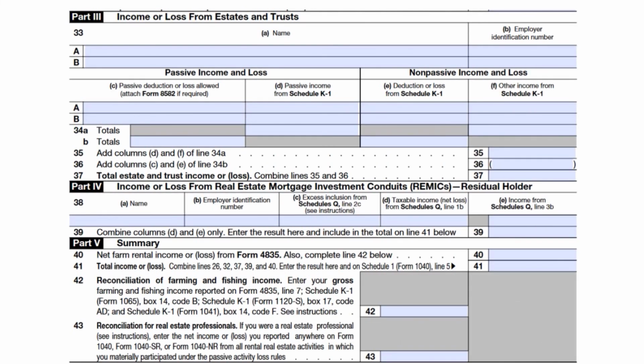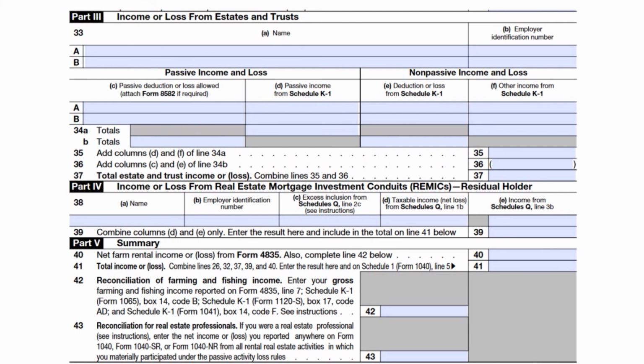Okay, we're still doing the line by line instructions on Schedule E here. I spoke to you about part 1. Part 2 was partnerships and corporations, right? And now we have part 3 and 4, which you can see on the screen right now. Part 3 is income or loss from estates and trusts. And again, this is pretty straightforward.